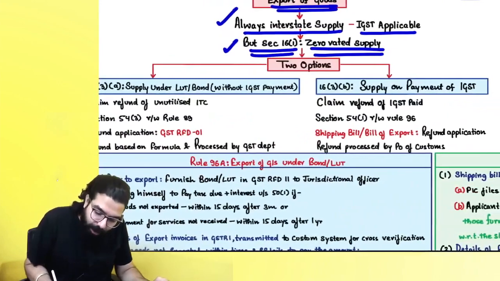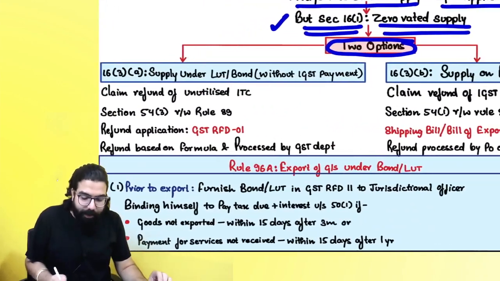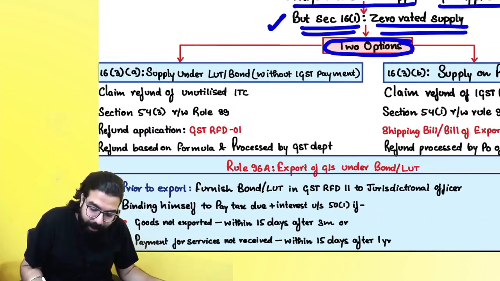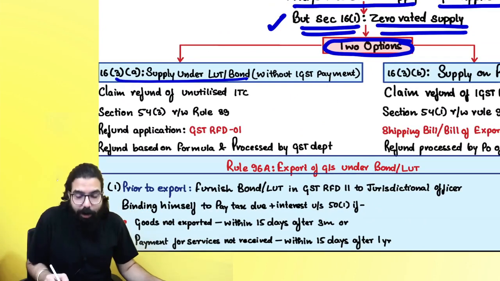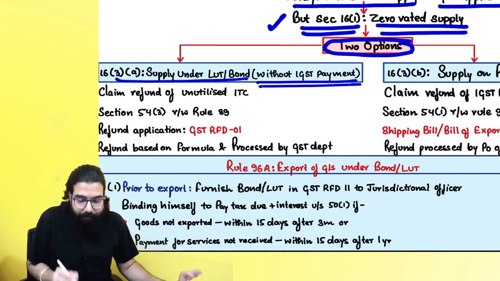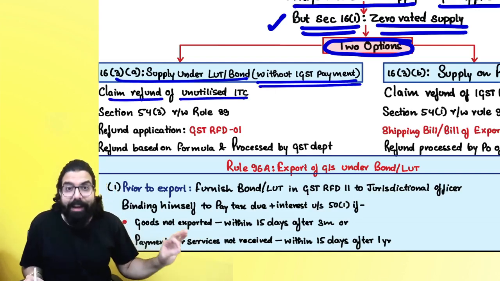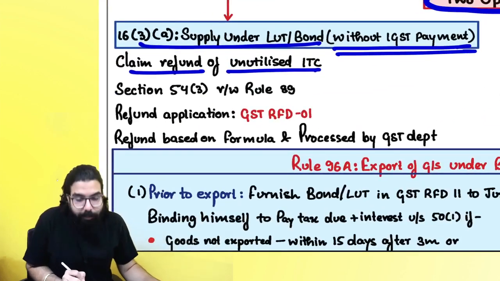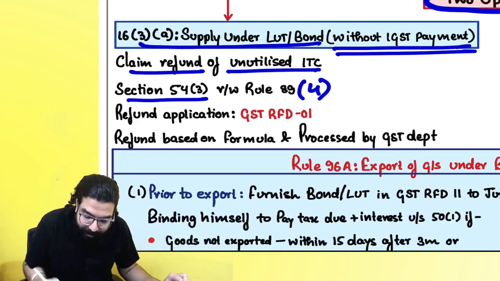Whenever we talk about zero rated supply in case of goods, one option is when you give an LUT or bond and take the refund of ITC. In that scenario it is a supply under LUT or bond without payment of IGST, and you can claim the refund of unutilized ITC. Whatever is your ITC, that refund you can take, as per section 54(3) read with rule 89(4).